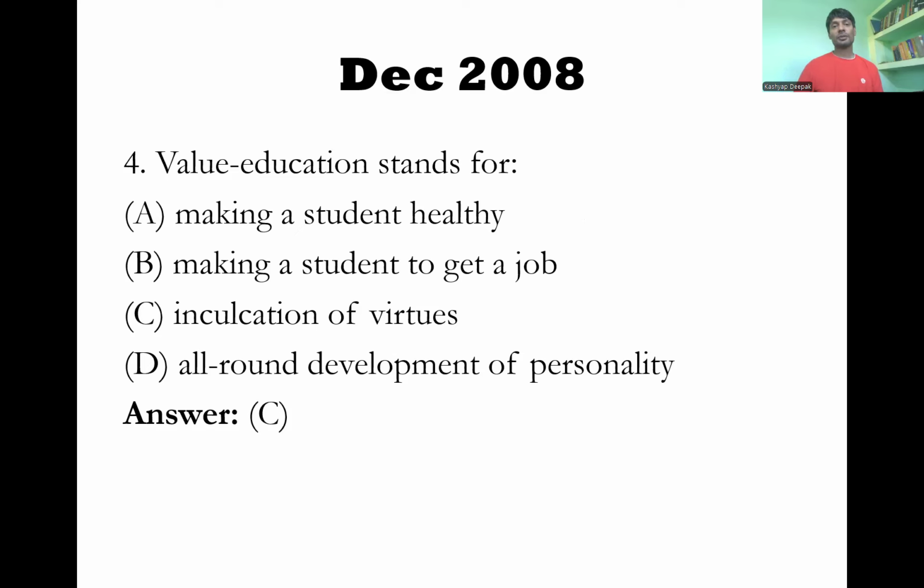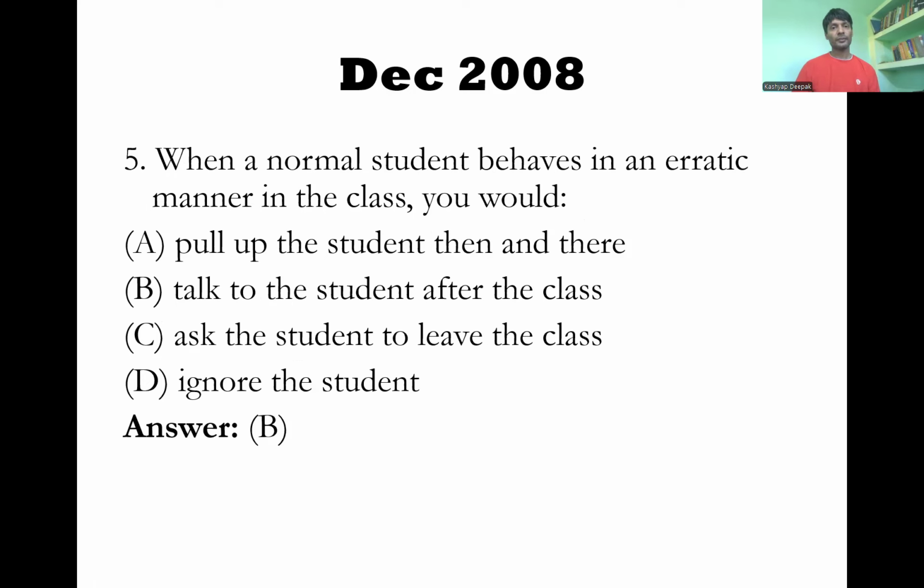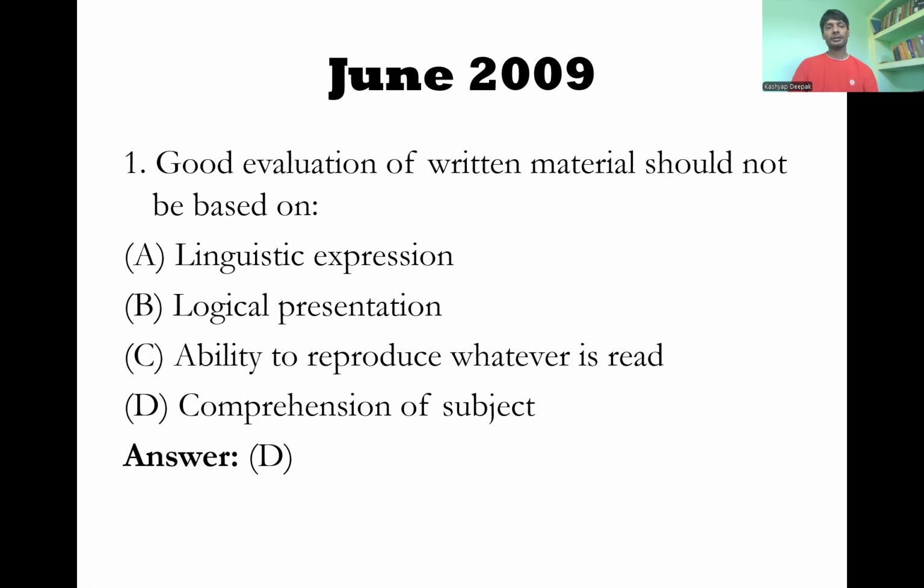Value education stands for making a student healthy, making a student get a job, inculcation of virtue, all-round development of personality. So the answer is virtues, C. When a normal student behaves in an erratic manner in the class, would you pull up the student, talk to the student after the class, ask the student to leave the class, or ignore the student? Ignoring is not right, because he's creating a disturbance. So the answer is B, you will talk to him after the class.